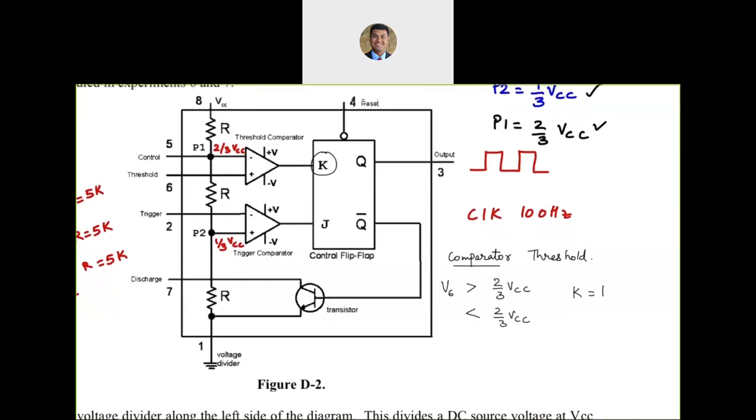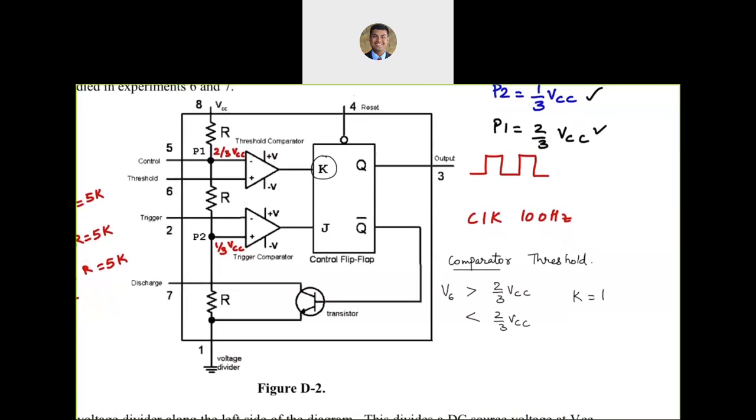Similarly, for the other comparator, what are we comparing? We are comparing voltage on pin 2 and 1/3 VCC. So you could have this greater or less than 1/3 VCC. So if V2 is greater than 1/3 VCC, then you are going to have J, which is what it is feeding into, to be 0. And if it is less, then J is going to be 1. I didn't write this. So if V6 is greater than 2/3 VCC, you are going to have K equal 1. If it is less, you are going to have K equal 0.